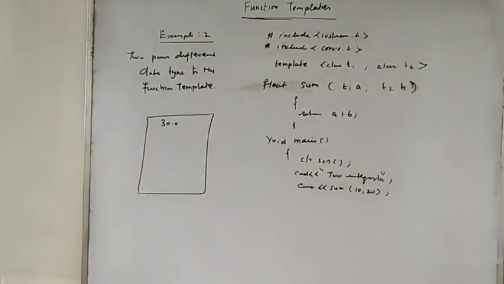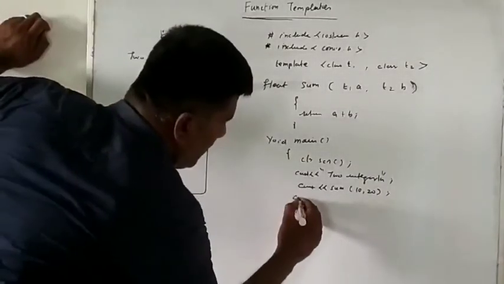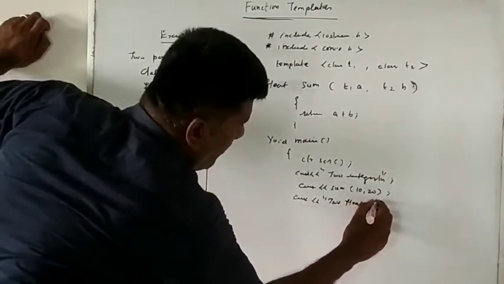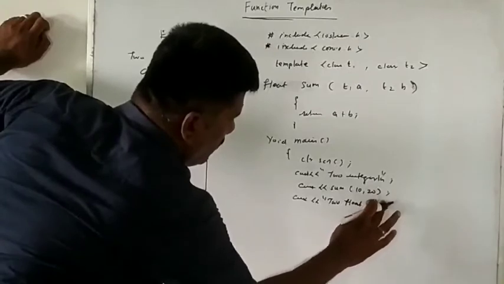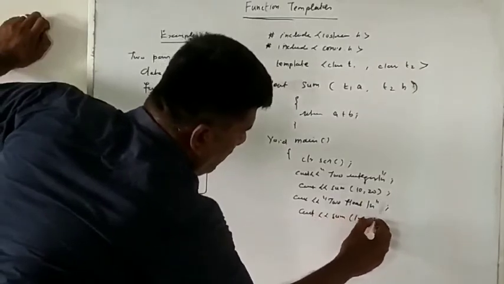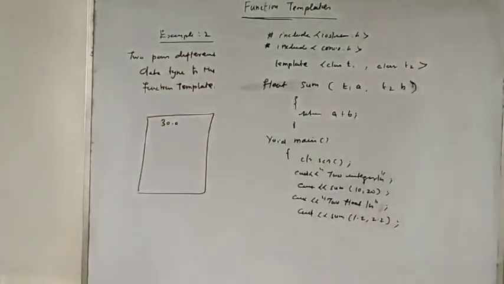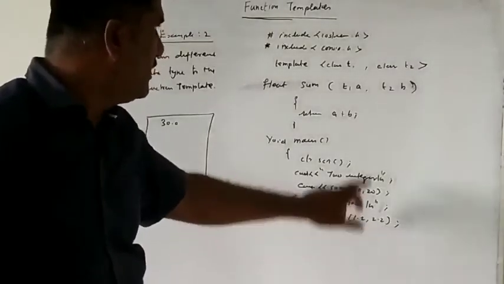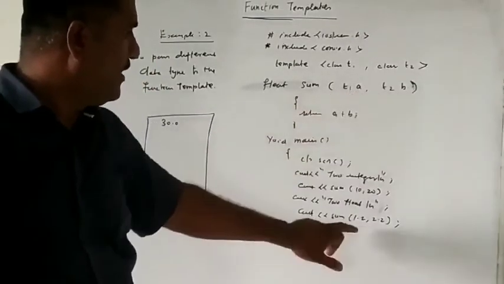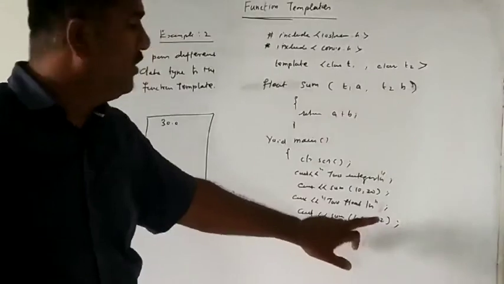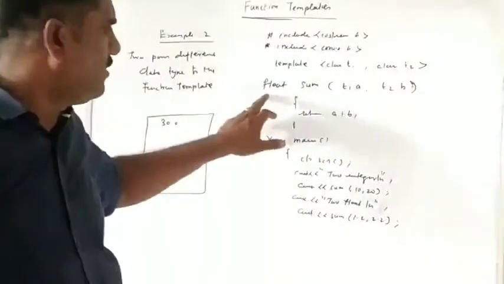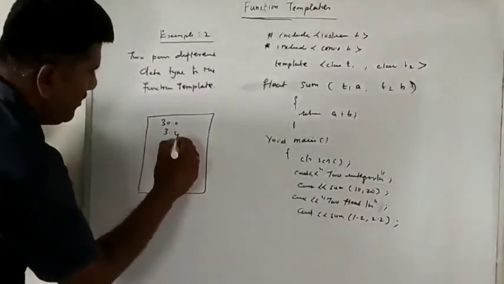Okay. So now you are passing two float values. Cout sum of 1.2 comma 2.2. So here T1 is a float, T2 is also a float. So A is 1.2, B is 2.2. They are added together, so this gives 3.4. 3.4 is a float, so it returns the value 3.4.